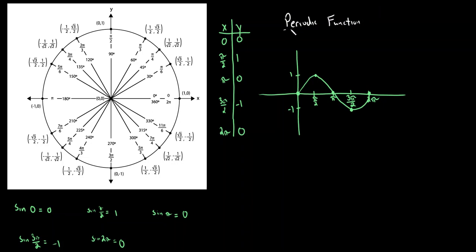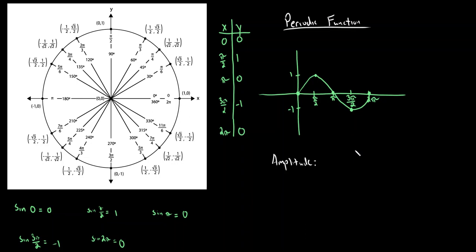Now it's periodic because it continues that same pattern over and over and over again, and because it's periodic, it has a few key characteristics. It has what we call an amplitude. Now remember, amplitude is just half the distance from max to min.